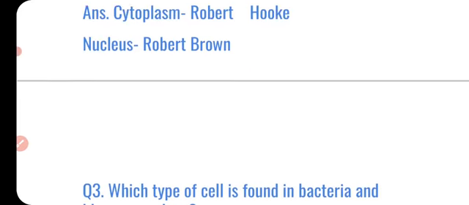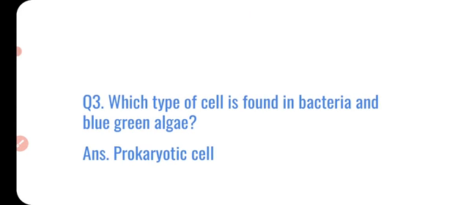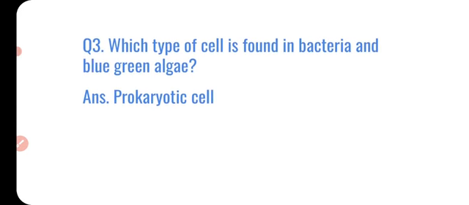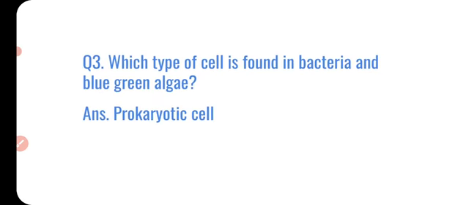Now the next question is, which type of cell is found in bacteria and blue-green algae? Do you know which type of cell it is? You know that cells are basically of two types, on the basis of the nucleus, and the bacteria and the blue-green algae are very primitive kinds of organisms, and they have very primitive kinds of cells, and these cells are prokaryotic cells.